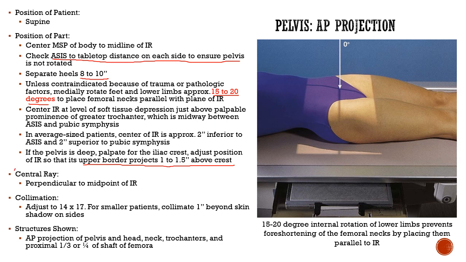So our central ray is going to be perpendicular to the midpoint of the image receptor, and we adjust our collimation to 14 by 17. If you have a smaller patient, you can collimate 1 inch beyond the skin shadow on the sides. So we should have an AP projection of the pelvis and the head, the neck, the trochanters, and the proximal 1/3 or 1/4 of the shaft of the femora. The 15 to 20 degree internal rotation is going to reduce the foreshortening of the femoral necks by placing them parallel to the image receptor.